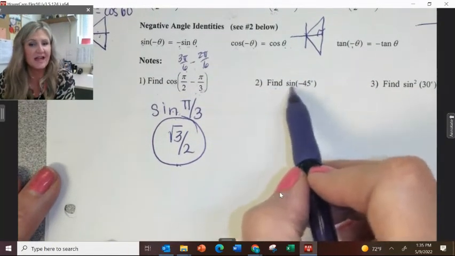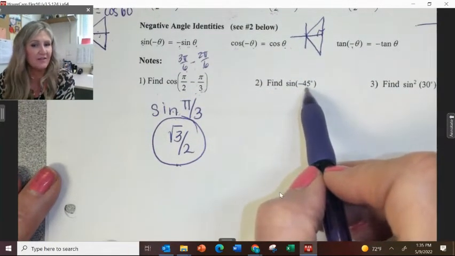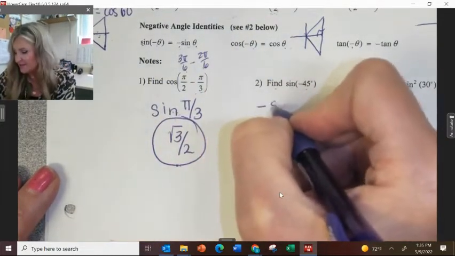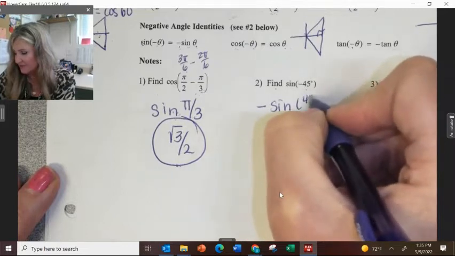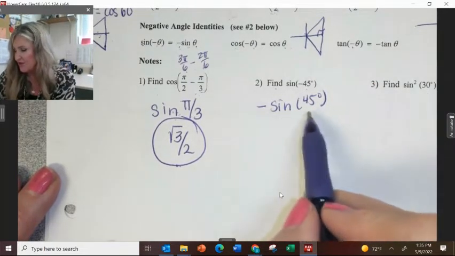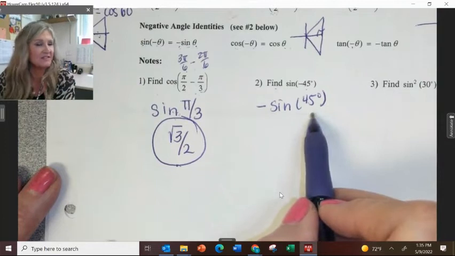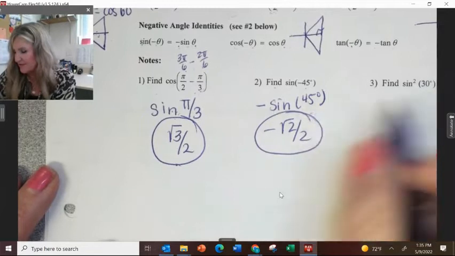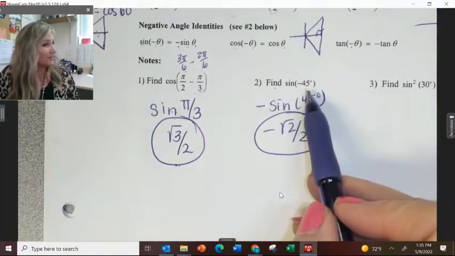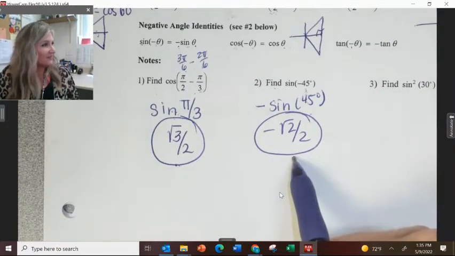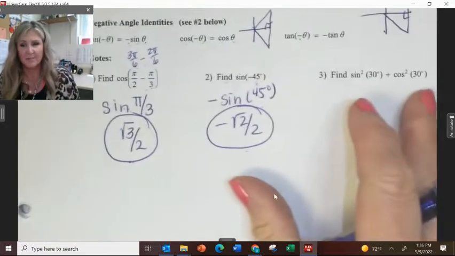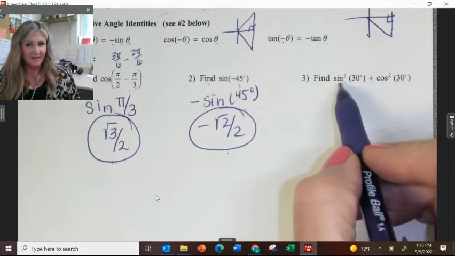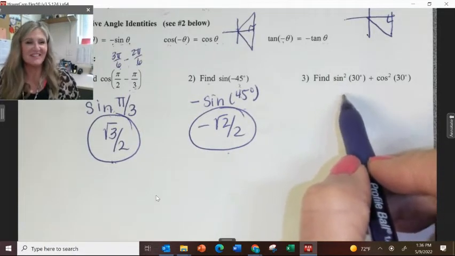Okay, so the sine of negative 45 is going to be negative the sine of positive 45 degrees. Do you know what positive 45 degrees is? And so this is going to be negative radical 2 over 2. Is that a true statement? In that fourth quadrant, is sine negative? Yeah. Okay. All right, let's do this one. It is, but let's take a look at it.